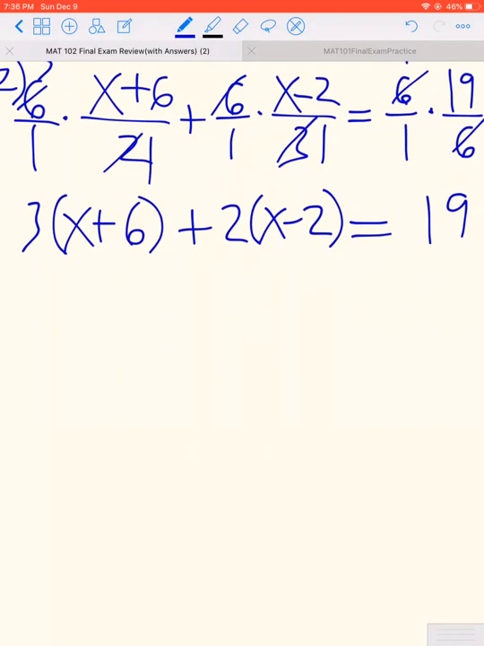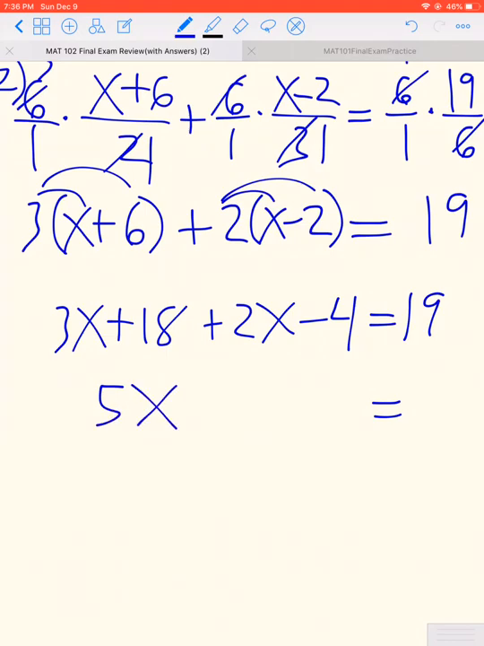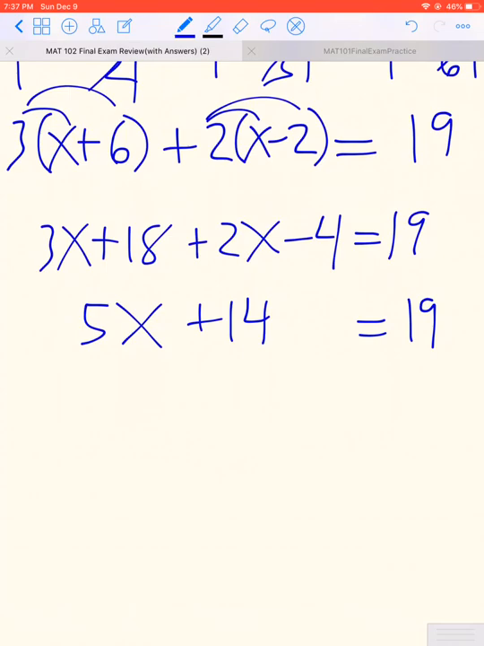To finish this off, we need to eliminate the parentheses by distributing. This is going to be 3x plus 18. Distribute the 2 here. So you're going to have 2x minus 4 equals 19. 3x and 2x is 5x. 18 and negative 4 is going to be a positive 14 equals 19. So we just combined the like terms on that left-hand side.